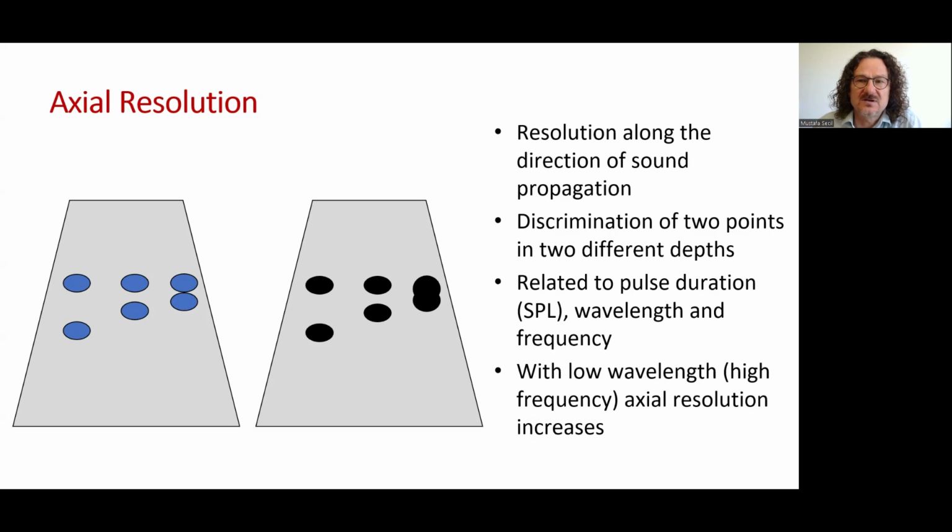Axial resolution is the resolution along the direction of the sound propagation, which means the discrimination of 2 points in 2 different depths. It's related to the pulse duration, wavelength, and frequency. With low wavelength, which means high frequency, axial resolution increases.